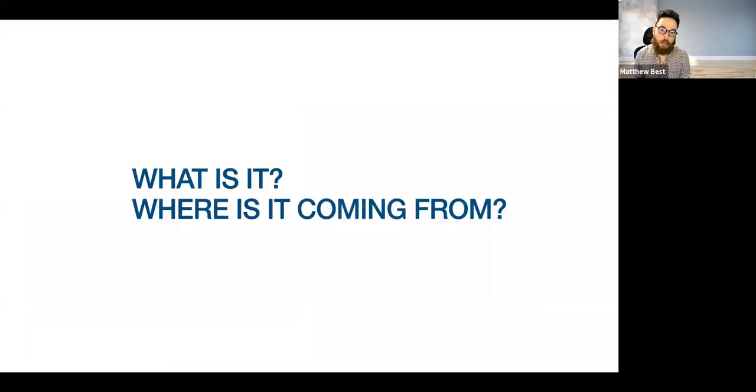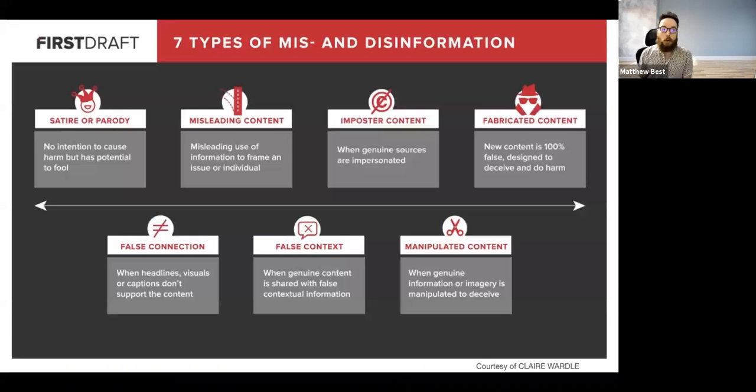So, what is misinformation? What is disinformation? And where is it coming from? Claire Wardle from First Draft Media has identified 7 different shades and flavors of misinformation that range from benign, like satire and parody, to malignant, like fabricated content.